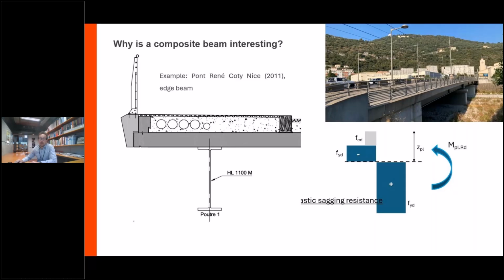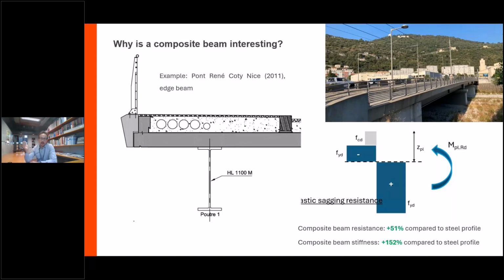Here I take an example of Porenco TDs in 2011, which I had the chance to work on. I take, for example, the edge beam, which was an HL 1100 M beam. Just to show, by attaching the composite slab, which was 25 centimeters thick, to the beam, we can achieve an increase of the bending resistance of 51%, and an increase of the stiffness of 152%, which means the stiffness is multiplied by 2.5.